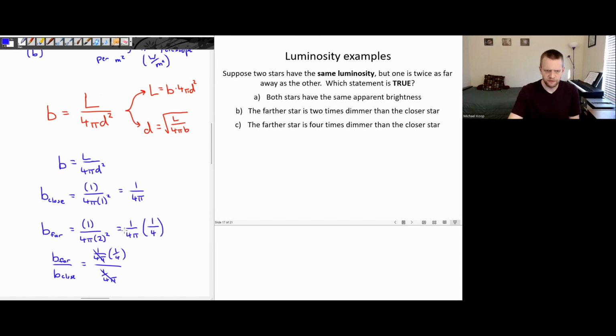We'll do another example of this, showing that explicitly. So this just ends up giving us 1 over 4. The far object is 1/4 the apparent brightness of the close object. So we would say the further star is 4 times dimmer than that close star. So that would be option C for this one.